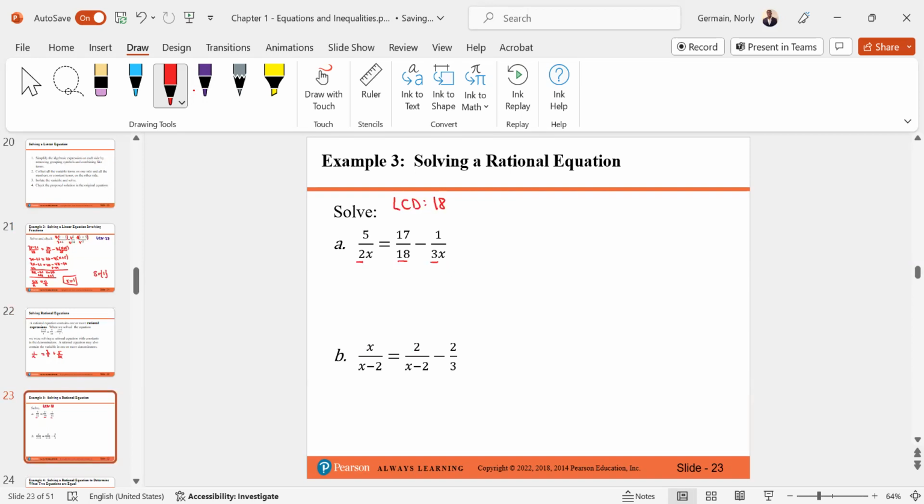Now, looking at the variables, what variable has the highest degree? x. We just put x. Now, we know we can multiply both sides of our equation. So that's the second method we're going to use. We can multiply both sides of our equation by 18x.